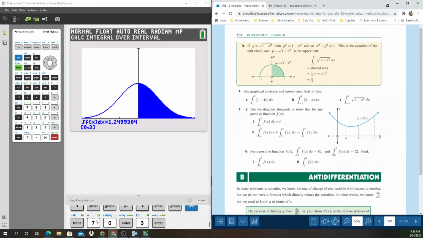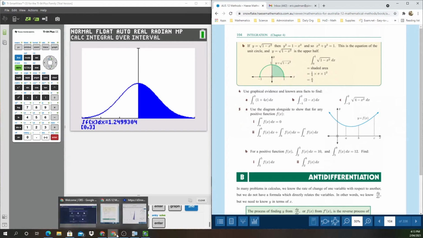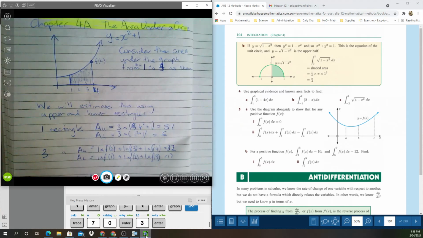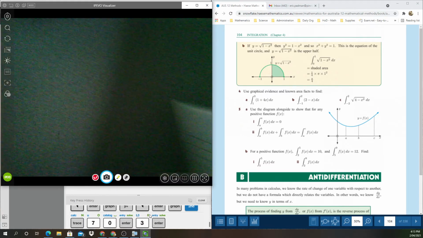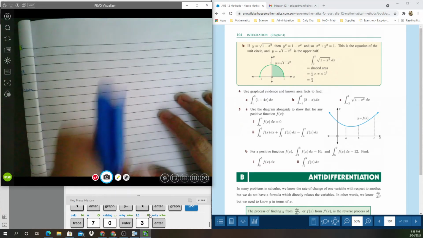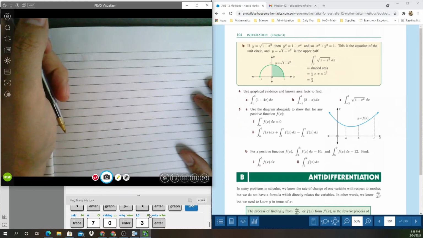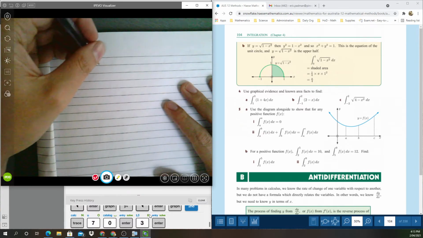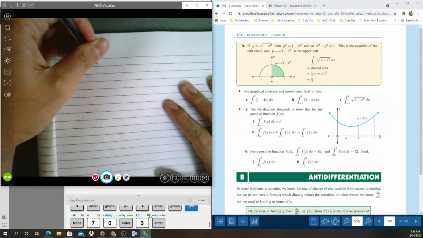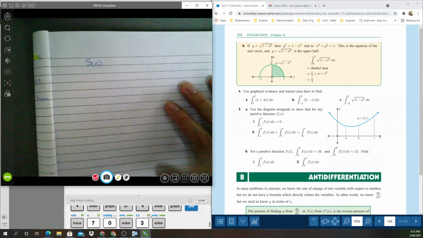Okay, so where is my projector? There it is. Let's get a new page going. I'm just going to have a look at question 5. Use the diagram alongside to show for any positive function f of x. I think the first part, actually these are rules we will derive later on and state explicitly.